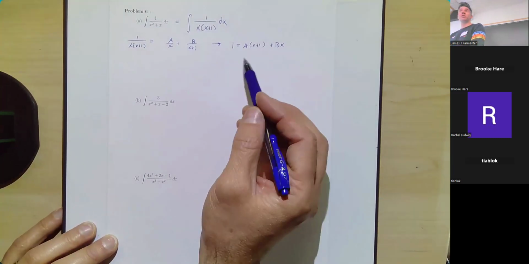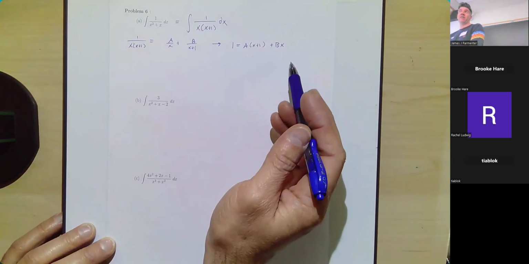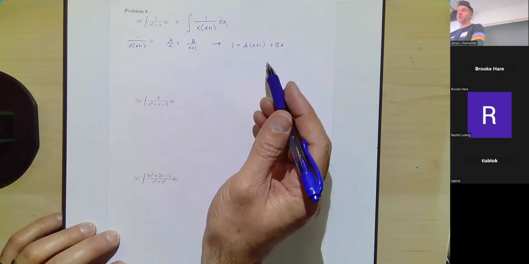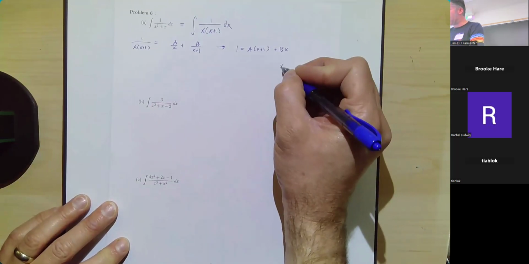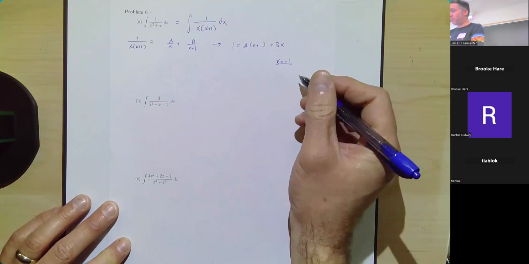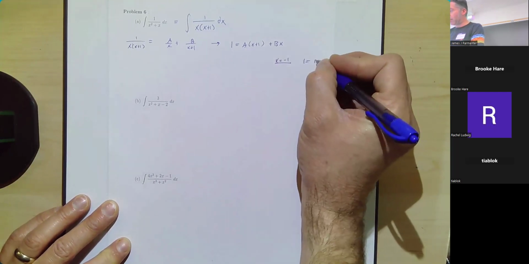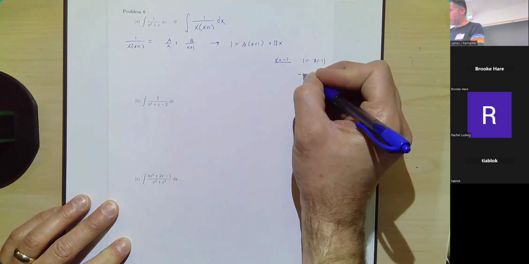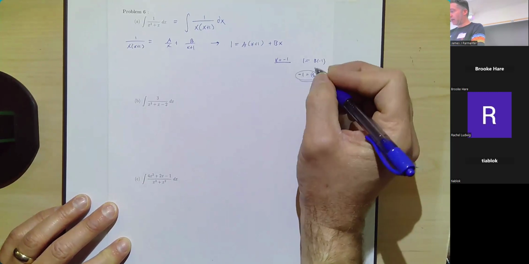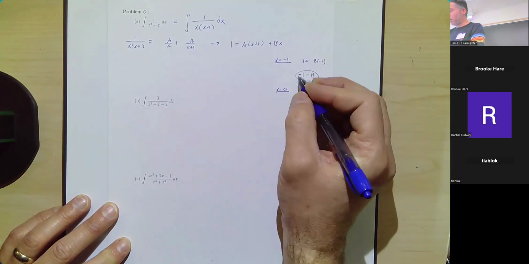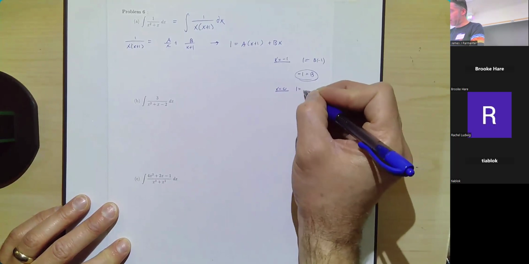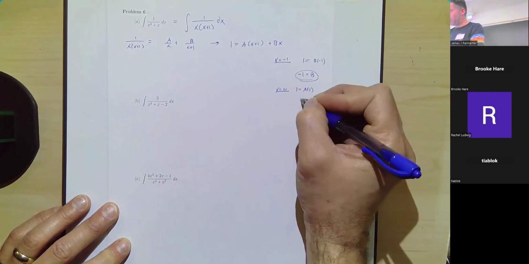I would always suggest using the convenient values of x method that I've talked about a few times, where you just pick nice numbers for x. So we let x equal -1, then you have 1 equal to a times 0 plus b times -1. So -1 is equal to b. We let x equal 0, you get 1 equal to a times 1 plus b times 0. So a is equal to 1.